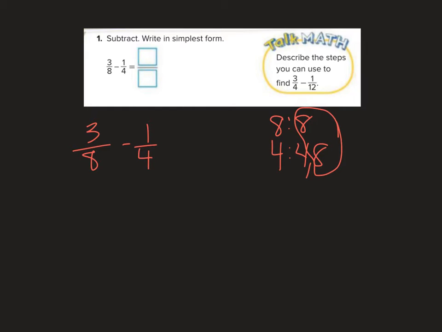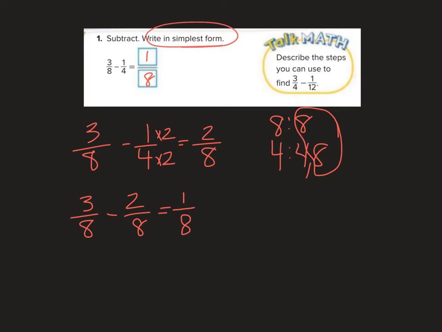So I'm going to keep 8 the same, 3/8. And I need to multiply 4 by 2 to get it to be an 8. I've got to do the same thing in the numerator, so I'm going to get 2/8. So 3/8 minus 2/8 is equal to 1/8. 1/8, it's in simplest form. Look at, they always write that up there. So there should never be an excuse for you to not write simplest form.